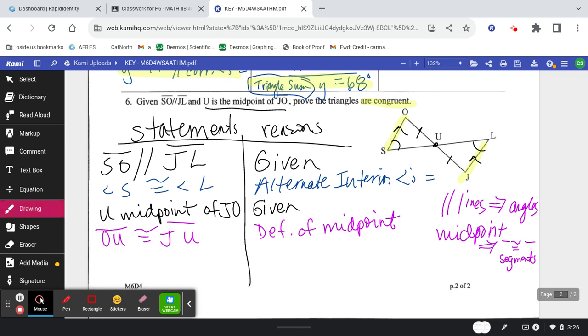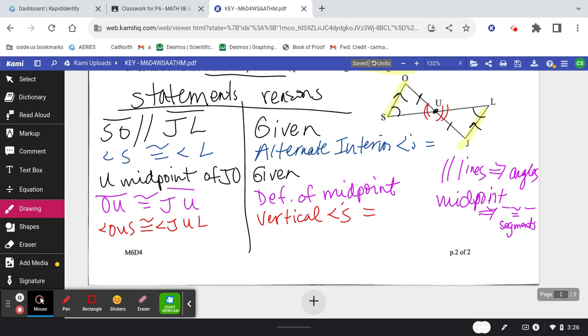You are right. Those little vertical angles. So I'm going to say angle OUS is congruent to angle JUL by vertical angles are equal, or vertical angle theorem. Okay, so now I've got an angle, I've got another angle, and I've got a side. So I do have enough for congruency by angle, angle, side. And so let's state that the triangles are congruent.